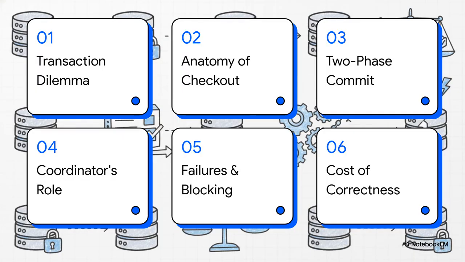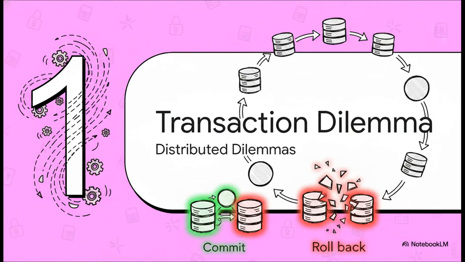So, here's our roadmap for today. We'll start with the distributed transaction dilemma, then look at the anatomy of a checkout. Next, we'll get into two-phase commit explained, followed by the coordinator's crucial role. Then we'll stress test things with failures, blocking, and uncertainty. And finally, wrap up with the cost of correctness. Let's dive in. Okay, Section 1, the distributed transaction dilemma.